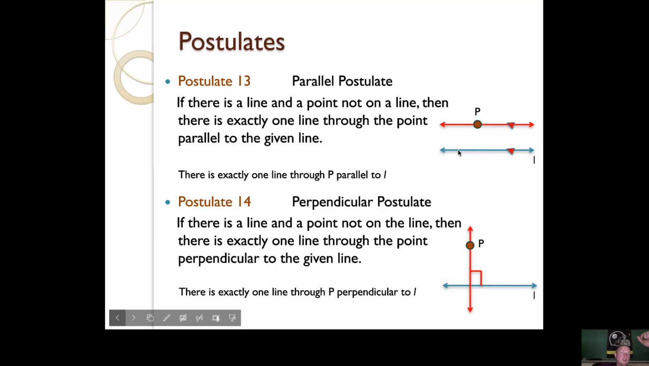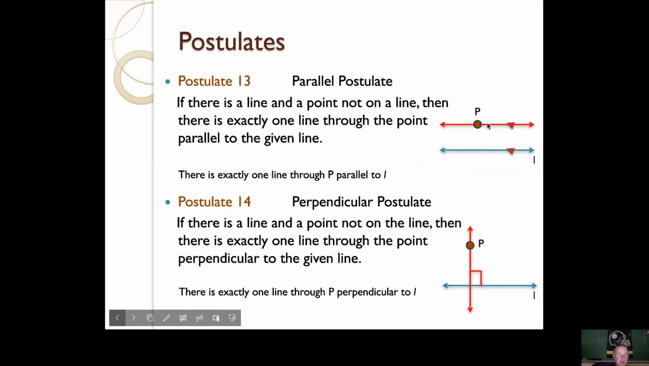Here is a point that is not on this blue line. Now, how many lines would exist through this point P? You could draw this line, or a line over here, or a line over here, so on and so forth.